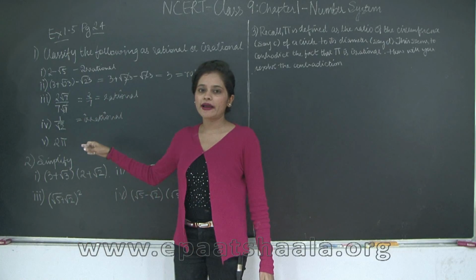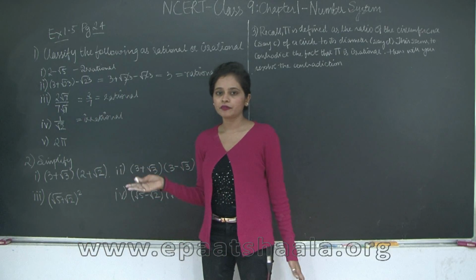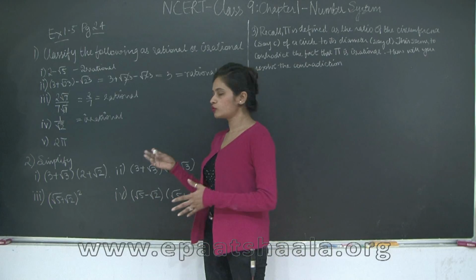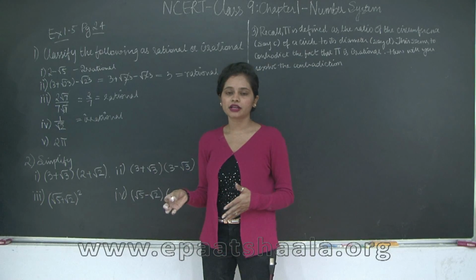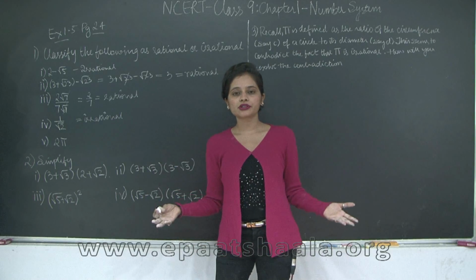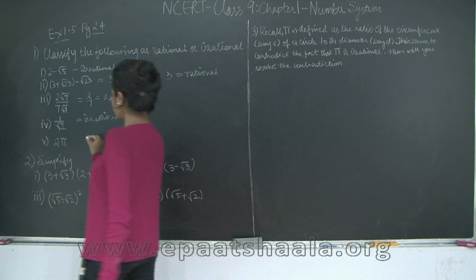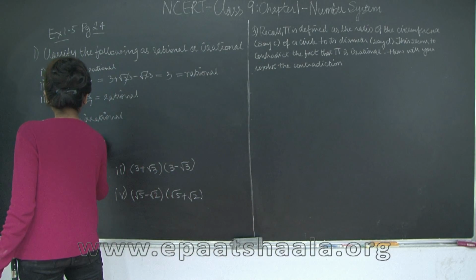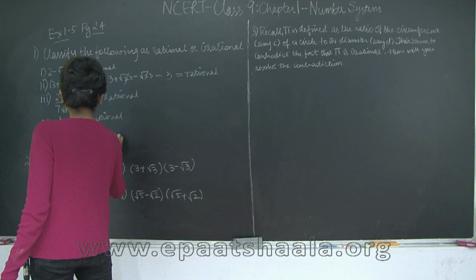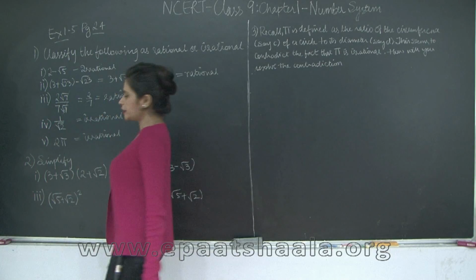Then I have 2 and pi. So 2 is getting multiplied with pi. 2 is my rational number and pi is my irrational number. So you're combining these two, output is going to be irrational. So pretty simple, isn't it?